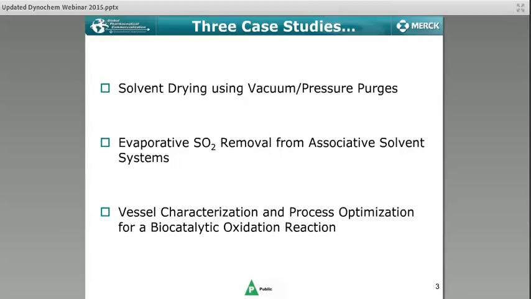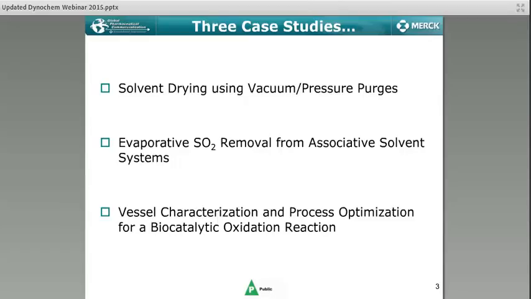So the first case study that I'm going to talk about is solvent dehydration or solvent drying, or potentially even solvent degassing, using a series of vacuum and pressure purges. I'm also going to talk about removing sulfur dioxide from what we call an associative solvent system. We'll talk a little bit more about that. As well as doing some vessel characterization work and some process optimization work for a biocatalytic oxidation reaction.